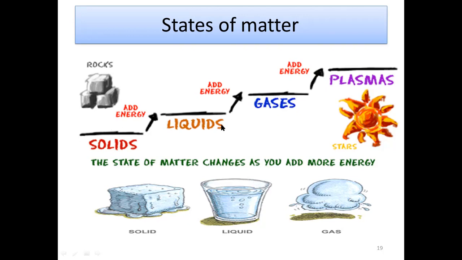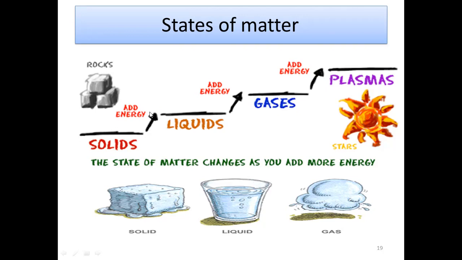First of all, four states of matter are given. One is the solid, another is the liquid, the third is the gas, and the fourth we discuss under the heading of plasma. One important point over here is how one state of matter is converted to another state of matter just by adding energy.